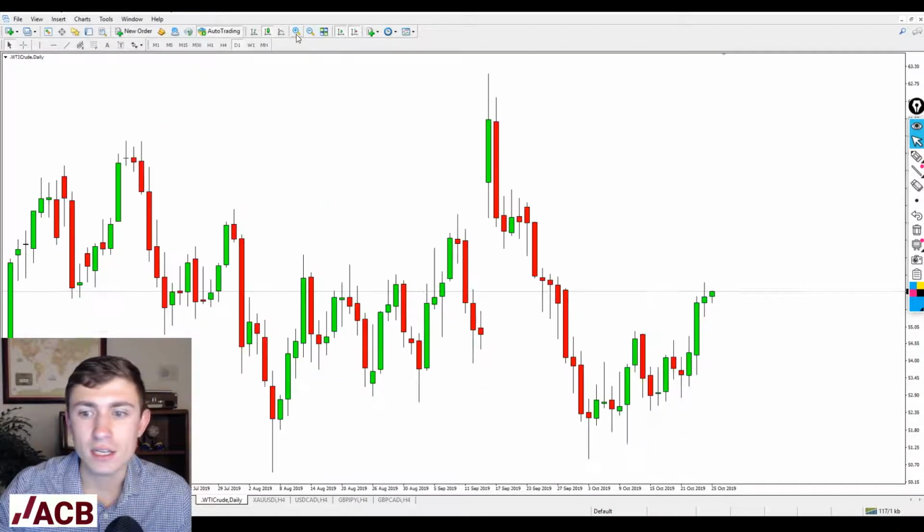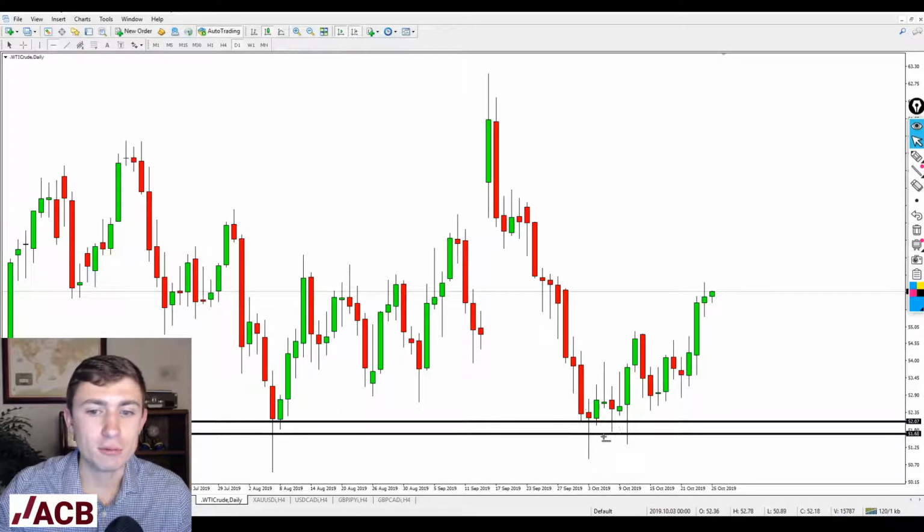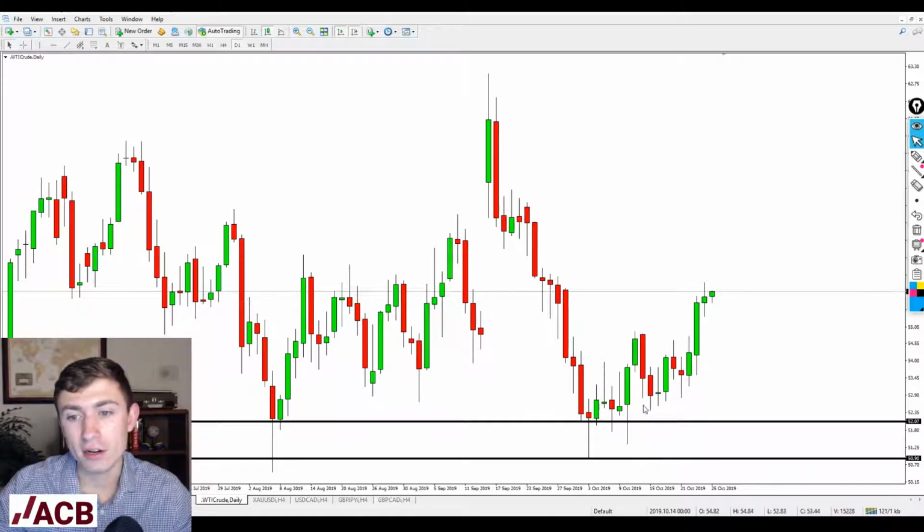And what we can see here is if we zoom in, again, holding these lows very, very nicely. What that showed us is that this area down here was a bullish zone. It was a very strong level of support there.